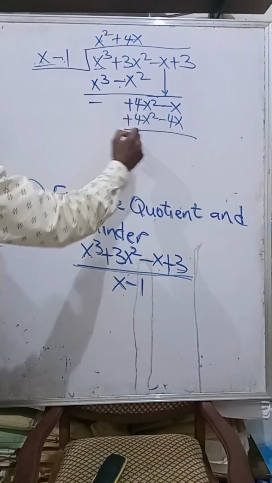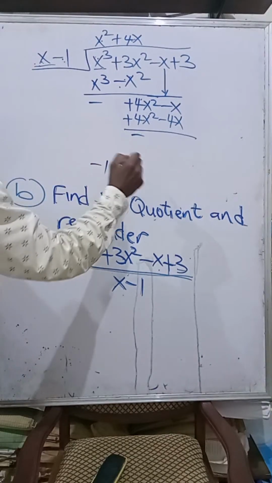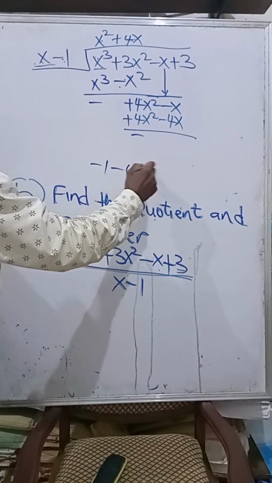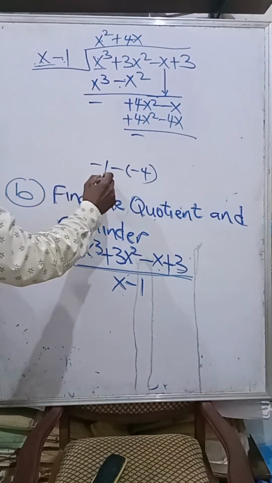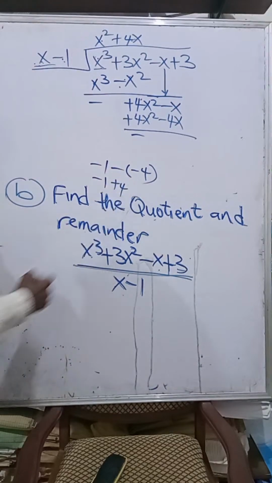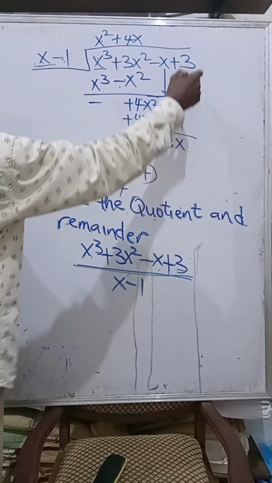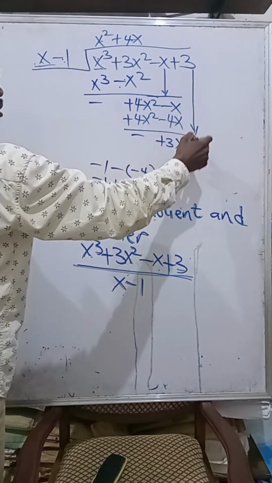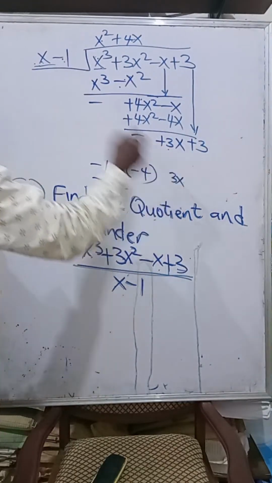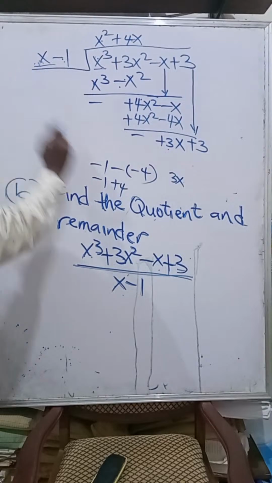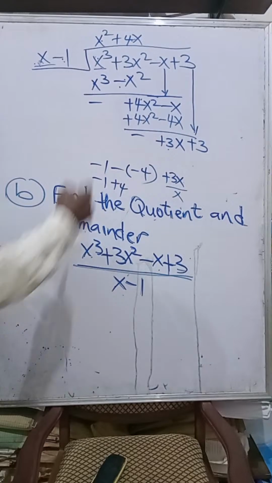This one minus this one cancel. Then we have minus 1 minus 4. Okay. So that will give us minus 1 plus 4. Plus 4. That's plus 3x. Then you bring the next one down. That's a plus 3. Repeat the process. The first one here, 3x, over the first one here, over x.